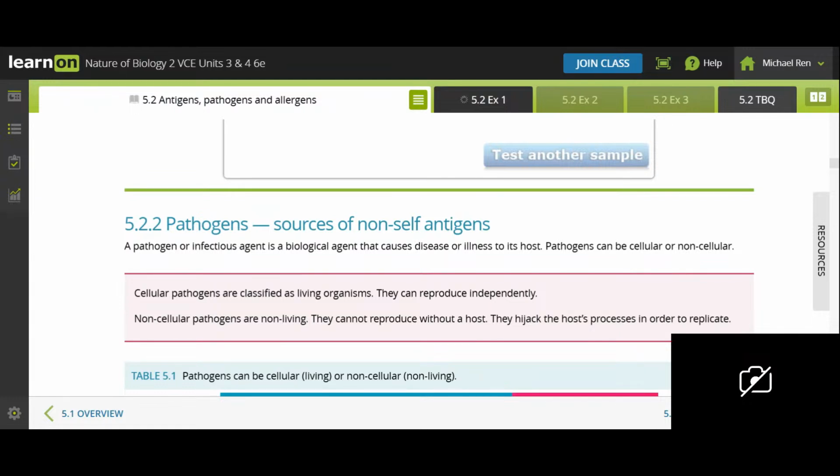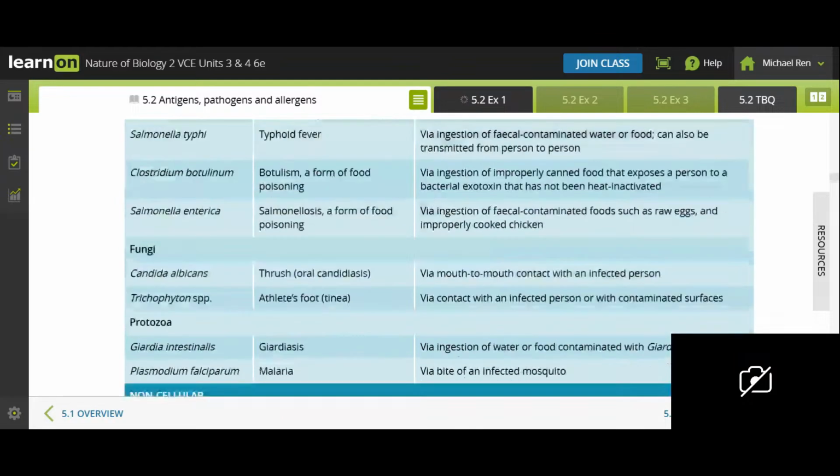Bacteria is the main one, which I'll be tested on. So, yeah. Good thing no one's watching this.